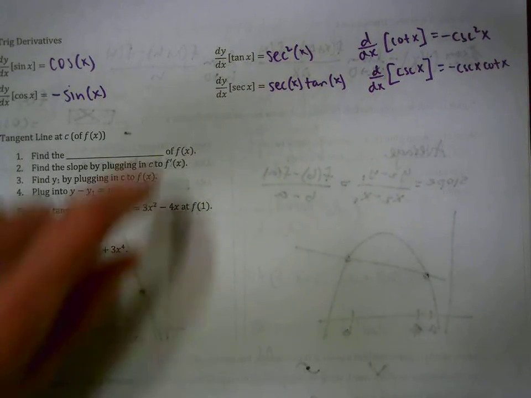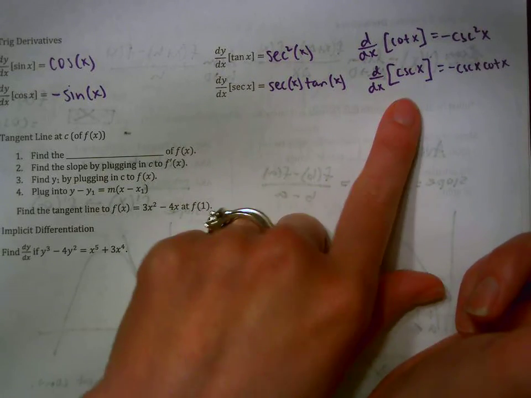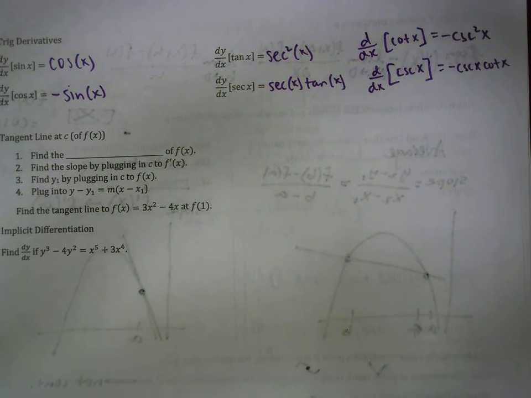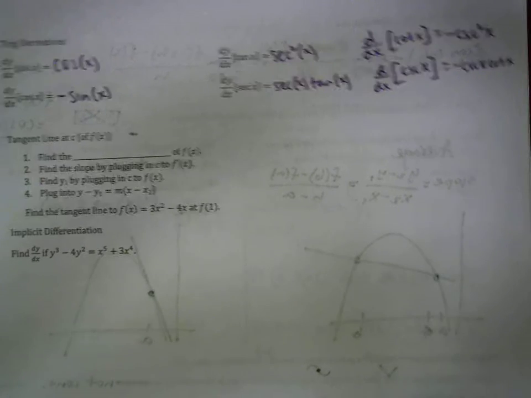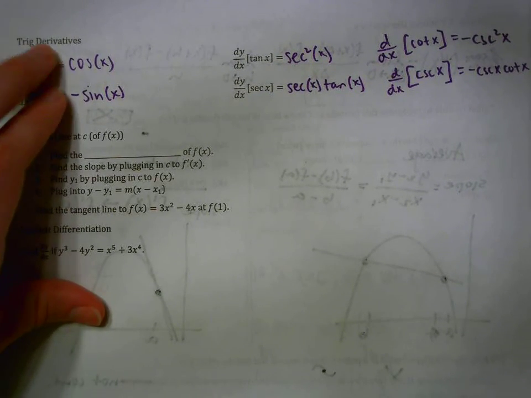So I kind of remember tangent and secant kind of go together, and cotangent and cosecant kind of go together. I don't know if that makes sense, but it may help you memorize it. But the main 2 are these 2. If you don't have a good memory, at least get these 2 down.